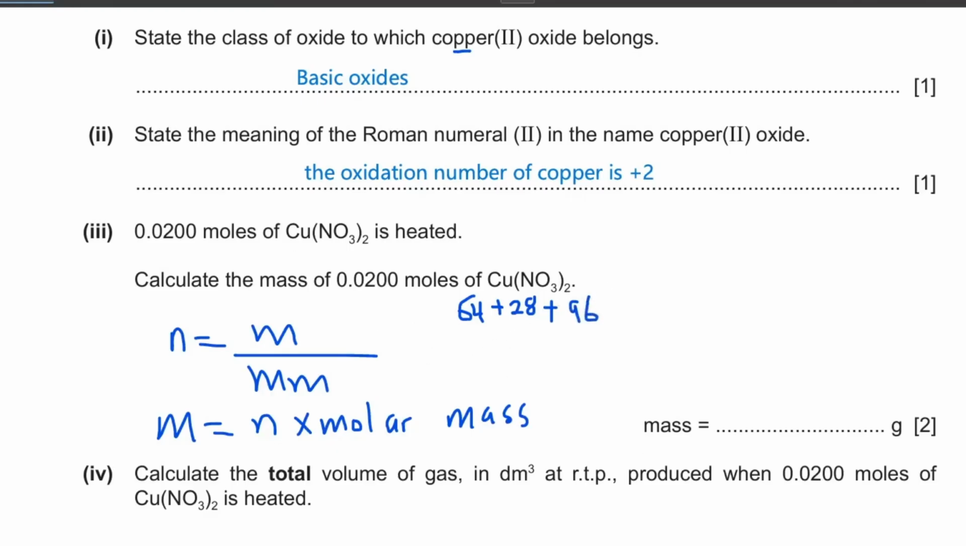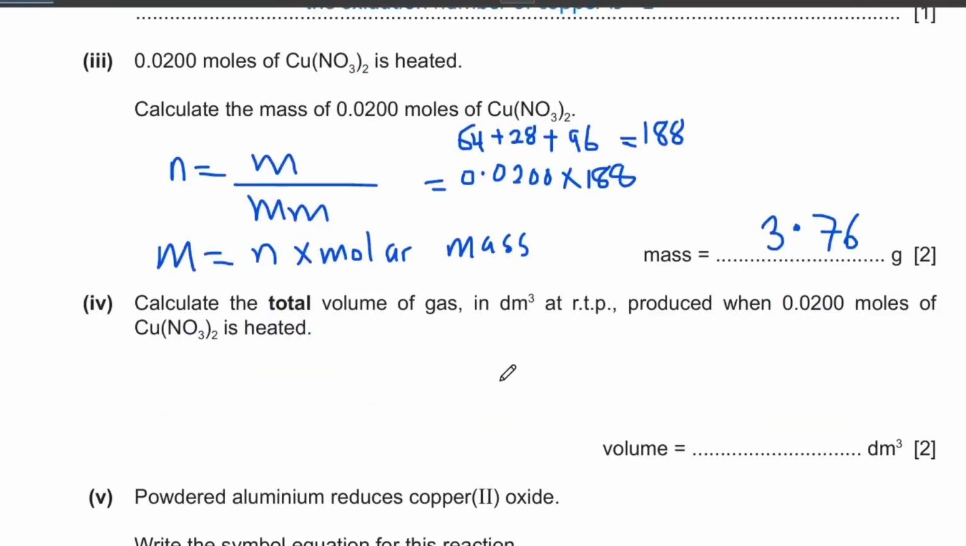So you add up everything. So this will be equal to 188. So our mass therefore will be equal to number of moles 0.0200 multiplied by the molar mass, which is 188. So this will now be equal to 3.76 grams. Next question.